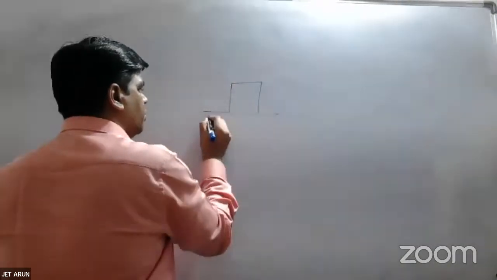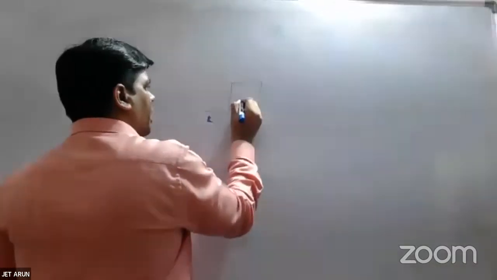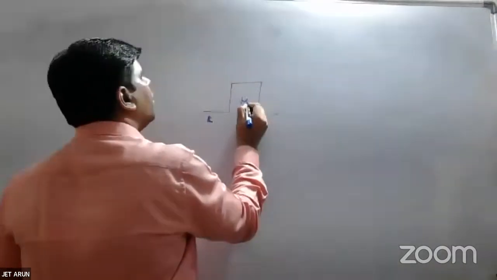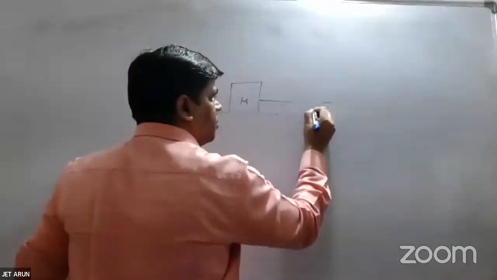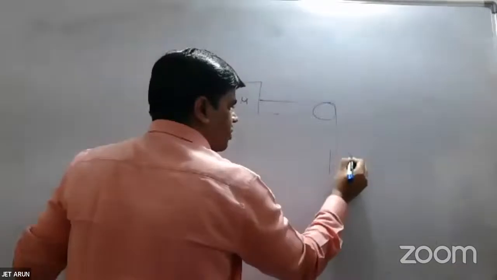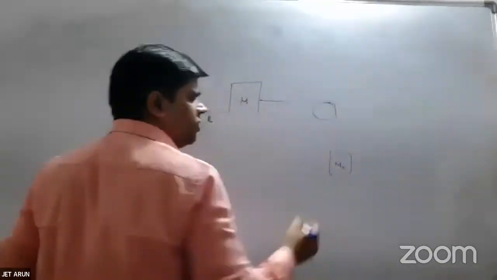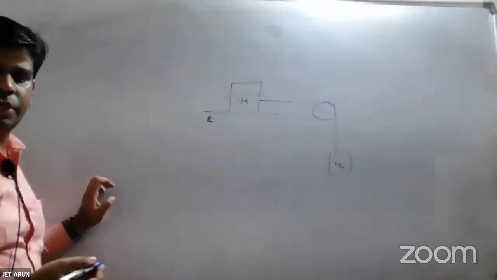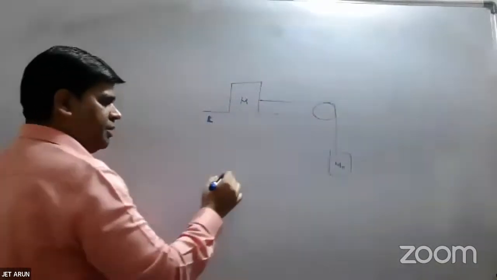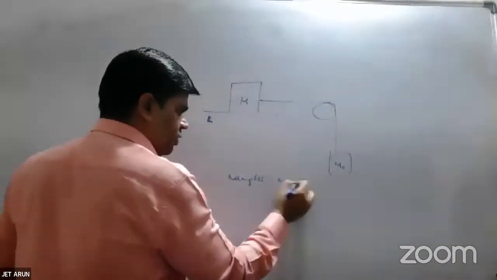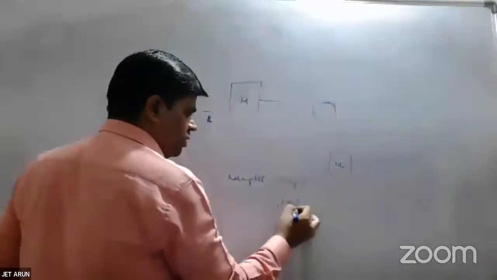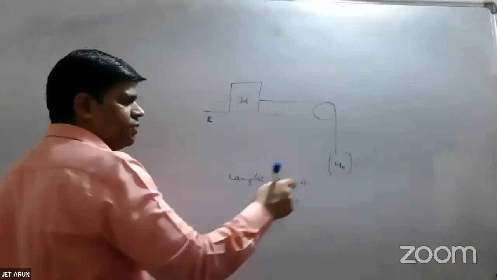Coefficient of friction is mu. Mass is m. This mass is m naught. Whenever constants or known quantities are shown, they are written with a naught. It is spelled N-A-U-G-H-T or N-O-U-G-H-T. It is not N-O-T.